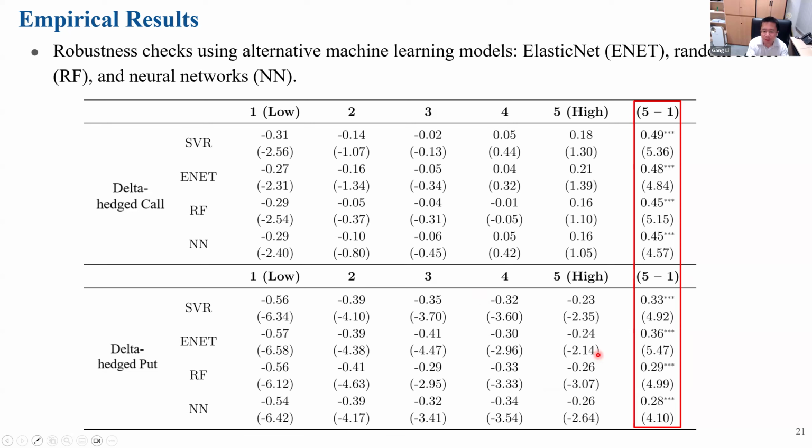This table provides consistent evidence that textual information from news media obtained from various machine learning approaches can also have this return predictive power. For the neural network here, we mainly use a shallow neural network, which means that the number of hidden layers is less than 10.